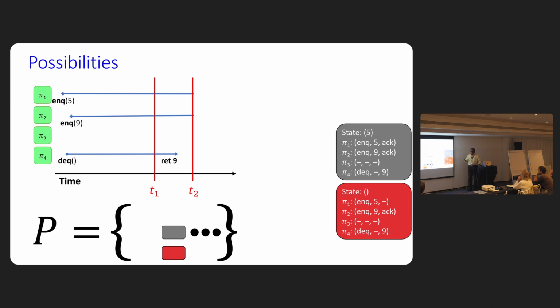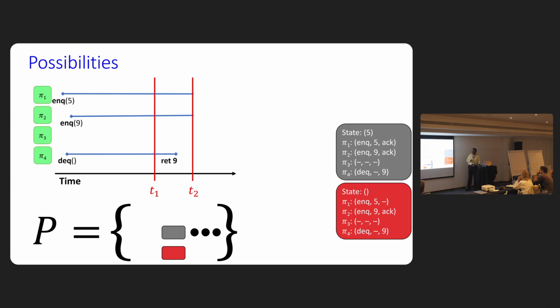Only these 2 continue to be possible, and this reflects that pi4 DQ'd the 9 that pi2 had NQ'd, leaving the Q with 5. And this reflects the fact that NQ5 has not linearized yet. NQ9 was linearized, and that 9 was taken away by pi4.